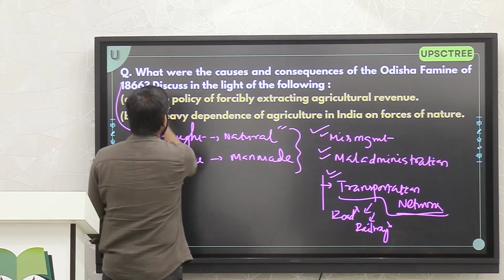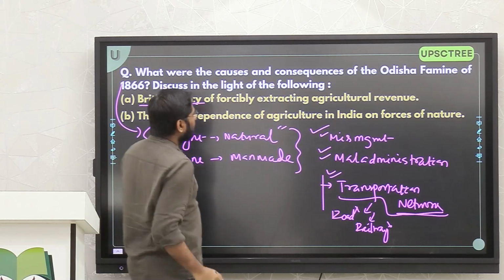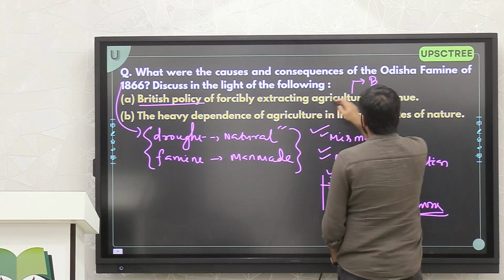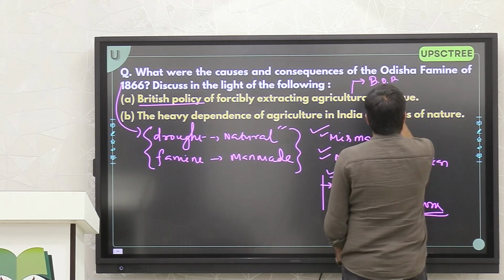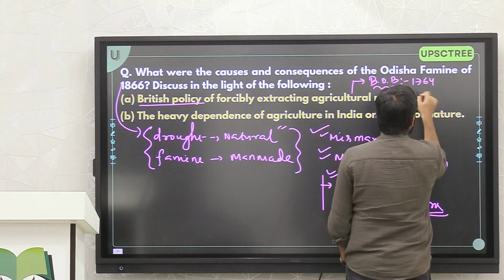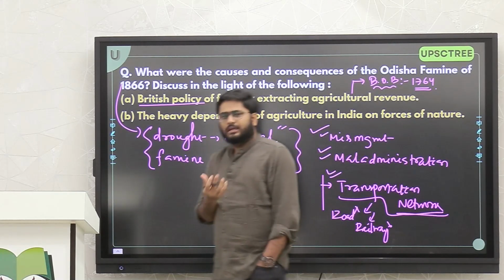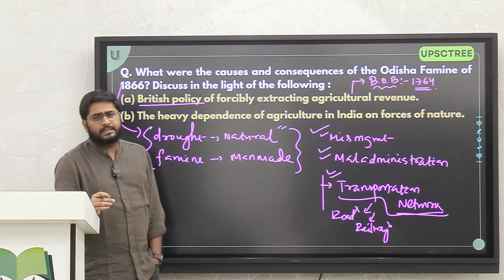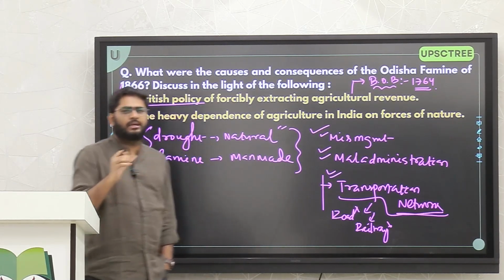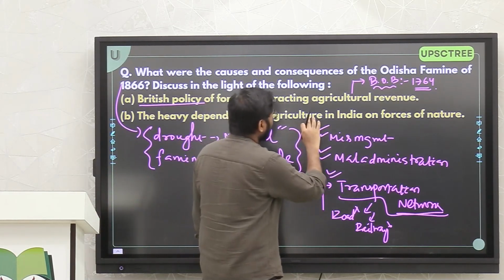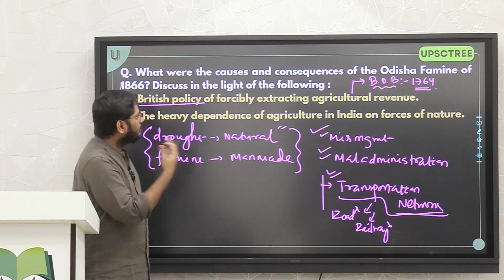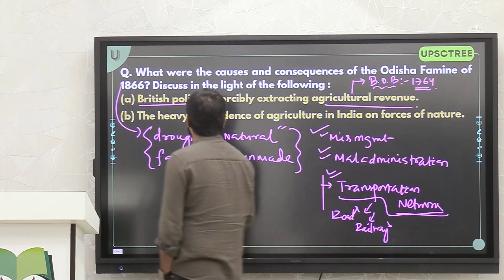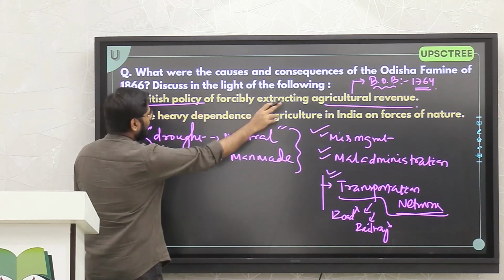And अच्छा, the British policy of forcibly extracting agricultural revenue. You can answer this question by starting from, say, the Battle of Buxar. Why? Battle of Buxar में क्या होगा? In 1764, after the Battle of Buxar, the Mughal king Shah Alam gave Diwani rights to the East India Company to collect taxes from Bengal, Bihar and Odisha. So the East India Company now becomes a territorial entity, and they will start exploiting not only Odisha people actually, but the Odisha, Bengal and Bihar population. Okay. From that you can start your answer.